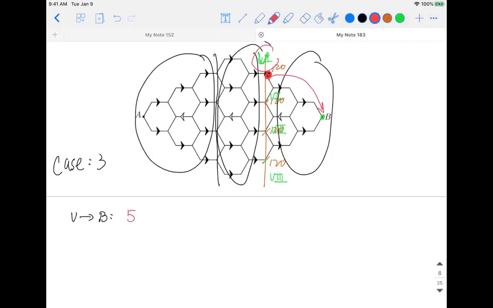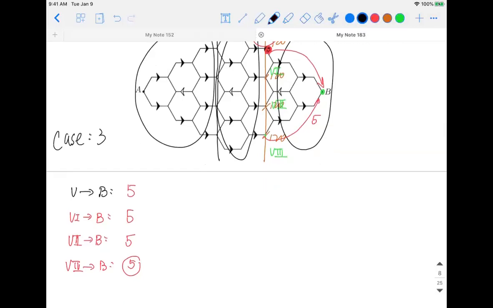And using the symmetric property, from number 8 go to the B. You also have 5, right? And from number 6 go to B, you have to list them out one by one. Following all the curves, you find out it's also 5. And number 7 to B, also 5.